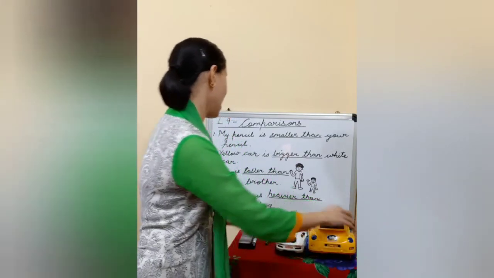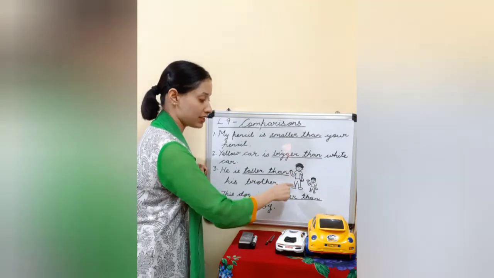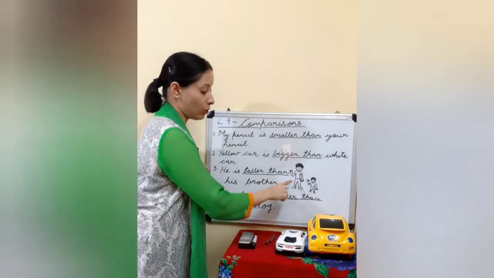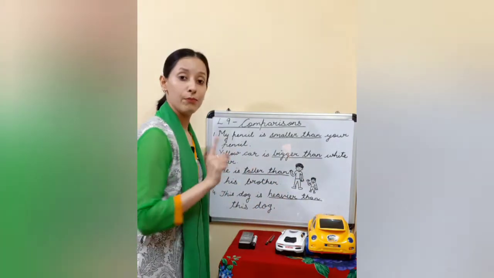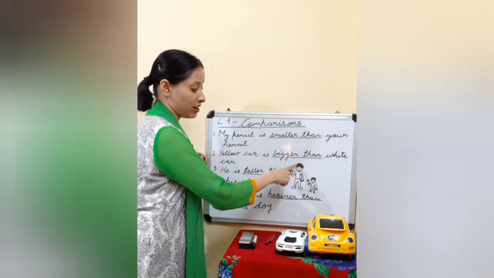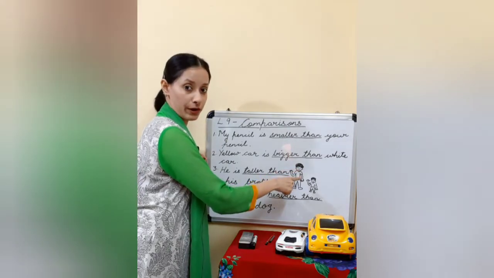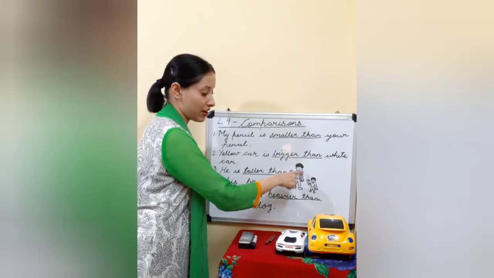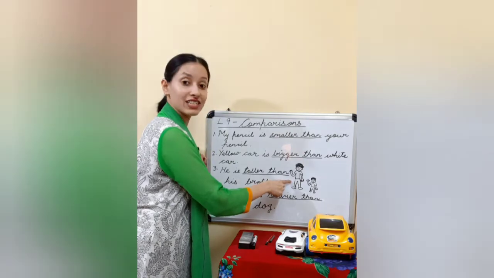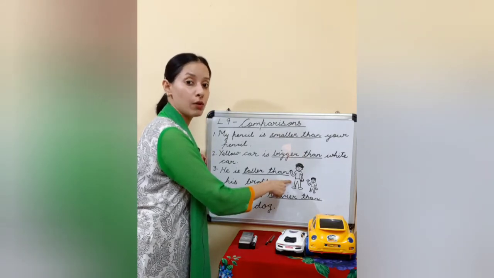Now children, have a look over here. Here two boys are drawn. Now they both are brothers. Now this one is tall. He is a tall boy. So I have described this boy as a tall boy. What type of boy? Tall boy.